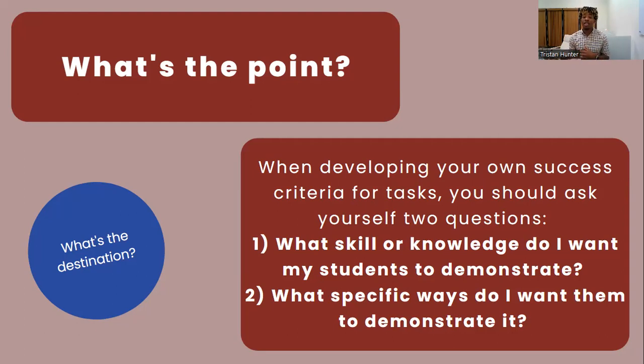So when you all start developing your own success criteria, there are 2 questions that I want you to ask yourselves as you start crafting these out. The first question is just, what skill or knowledge do I want my students to be able to demonstrate? If we go back and look at my example about my world history class that we just looked at, there were quite a few things that I wanted my students to be able to do. The skill that I wanted my students to be able to do was compare and contrast, right?